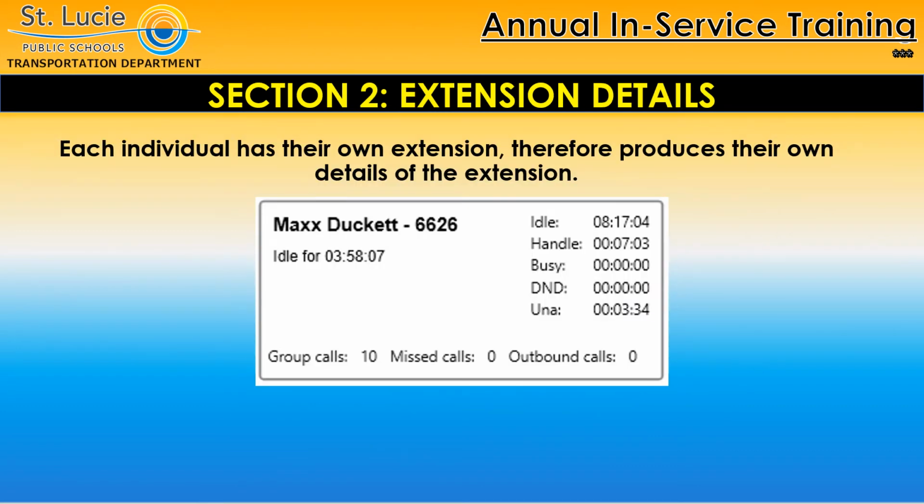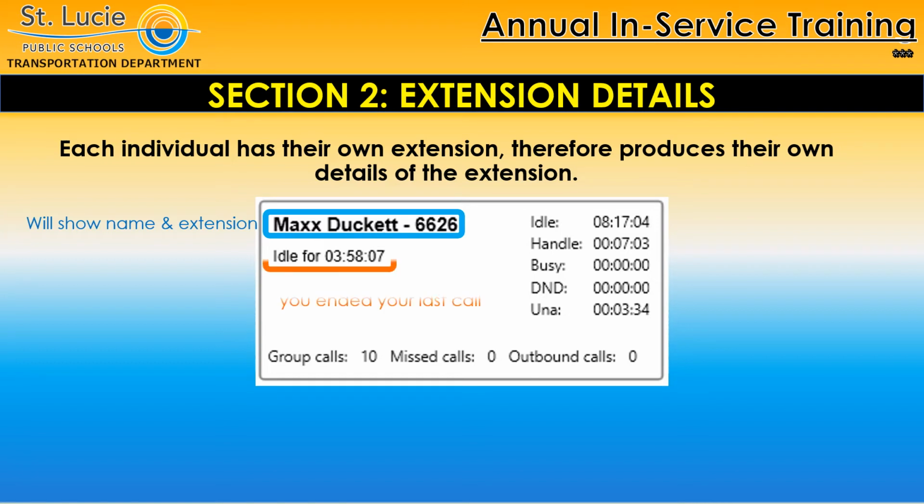Now let's take a look at section 2, which is the individual extension details. We're going to use Max as an example. On the top left of the box, you'll see your name with your extension right next to it. Below that is the idle time. This time shows how long it's been since you've ended your last call. In this scenario, Max has ended his last call 3 hours, 58 minutes, and 7 seconds ago.